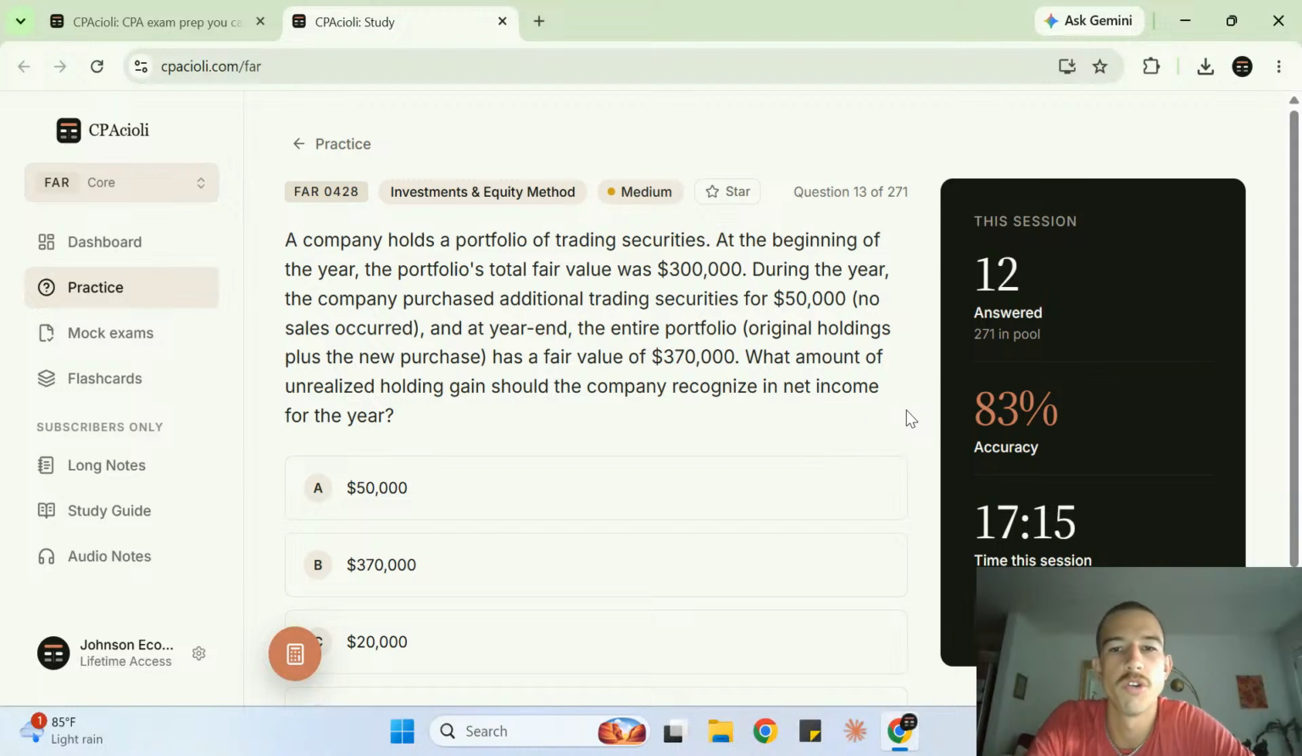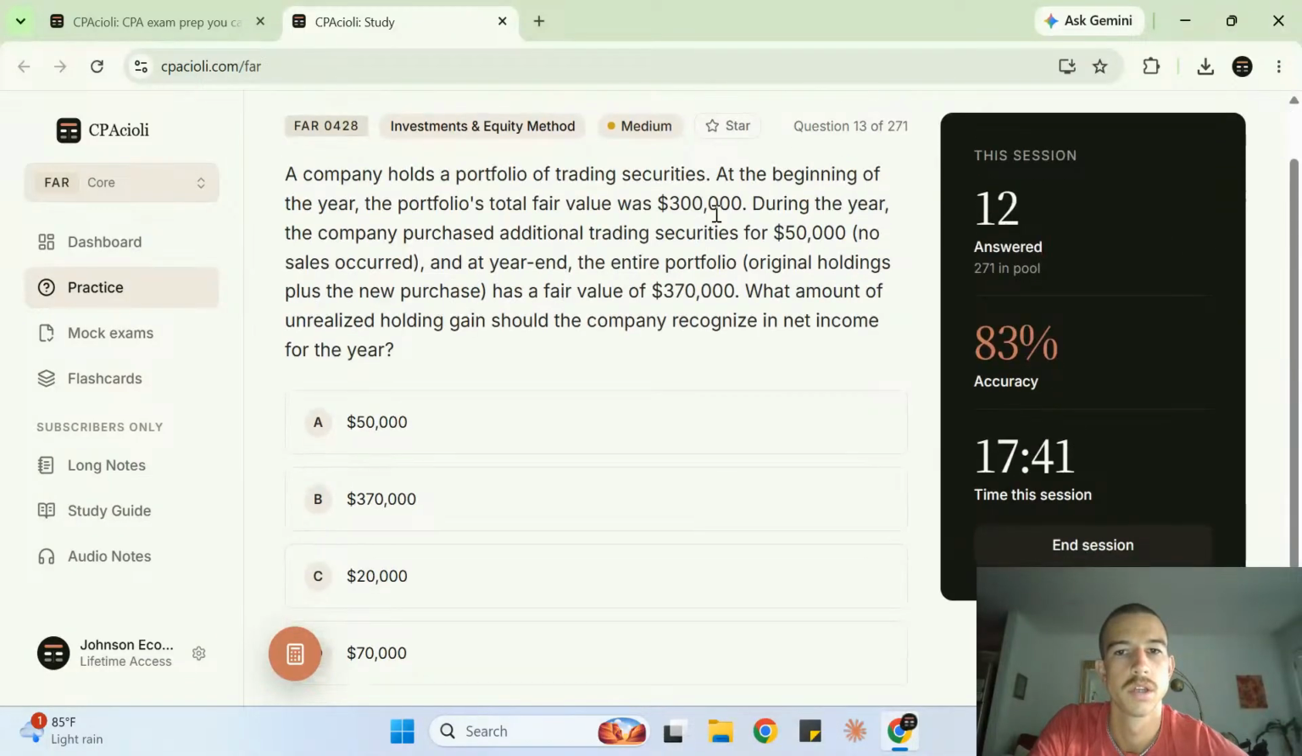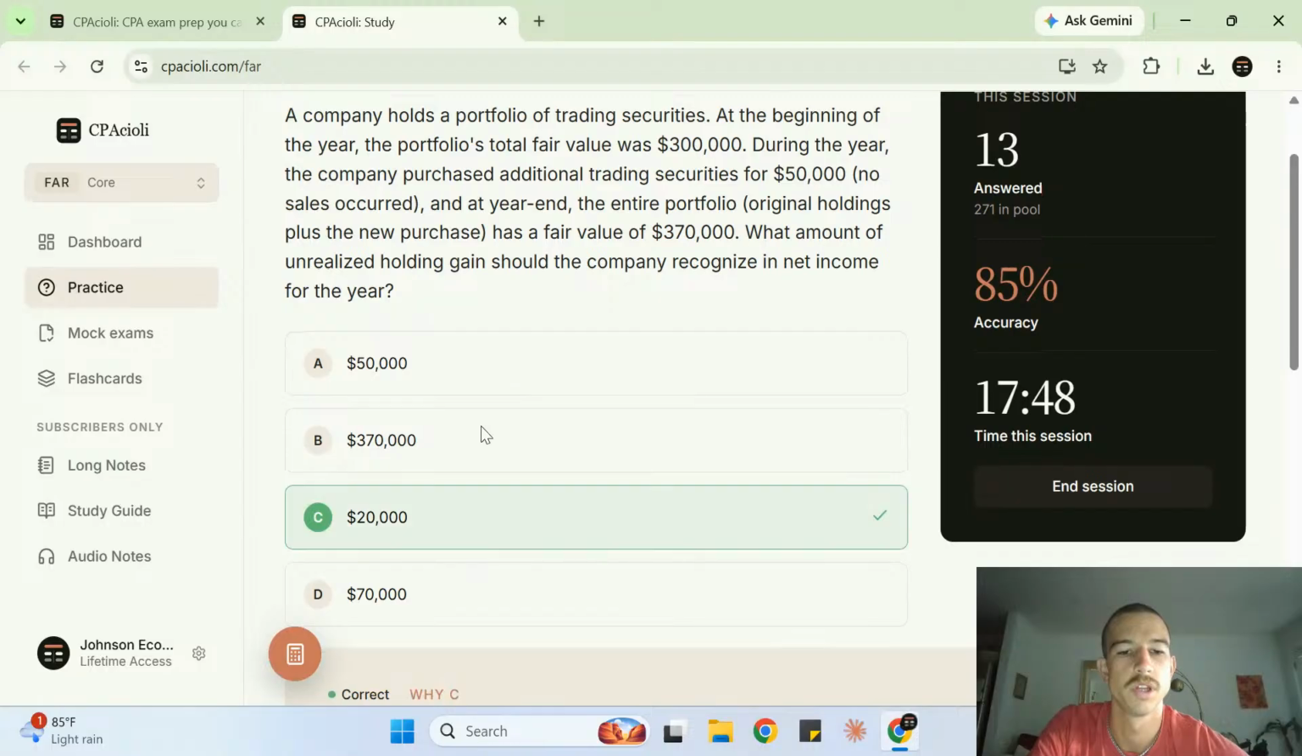The company holds a portfolio of trading securities. So trading is recognized immediately. I think it should be just 20, because they had 300 and purchased an additional 50. Should just be 20.